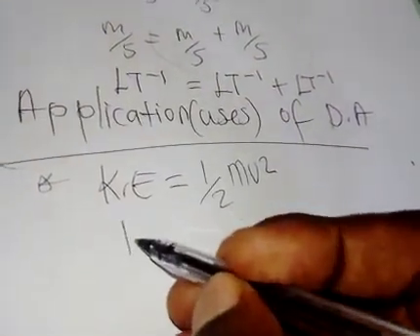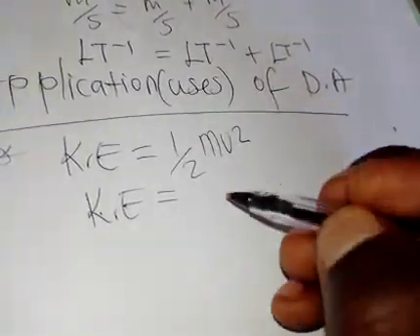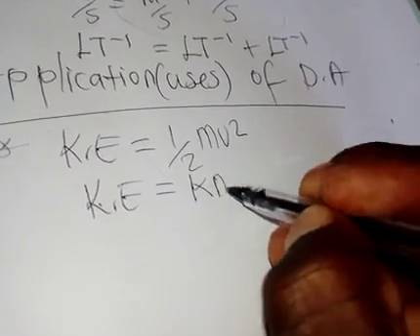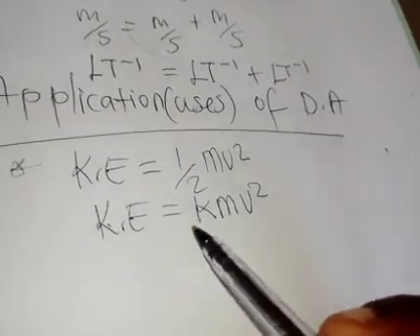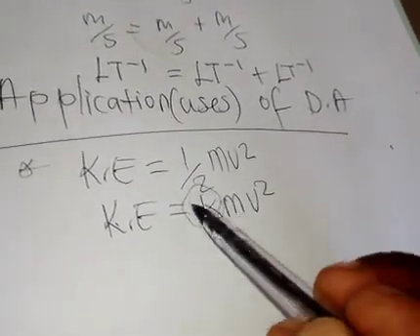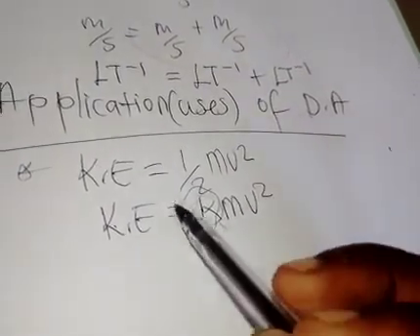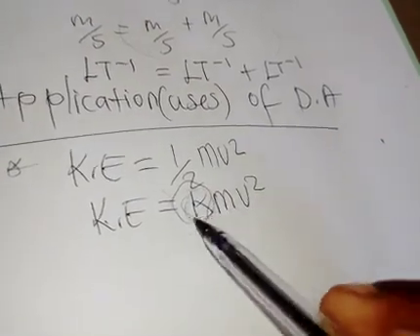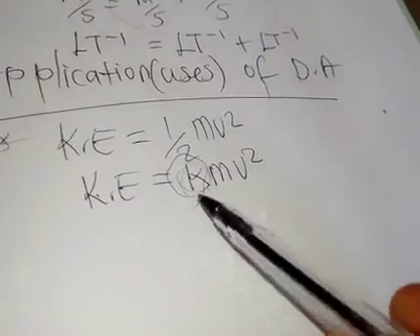Actually, when deriving this formula, initially this 1 over 2 is simply a constant. So you can say kinetic energy equals k mv squared. So it's possible to find the units and the dimensions of that k, that physical constant. We can make k the subject of the formula and find its units or its dimensions. It's possible to do that.